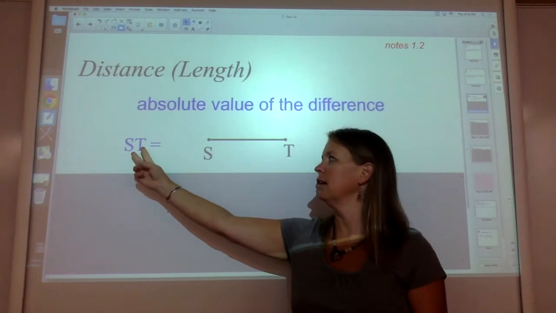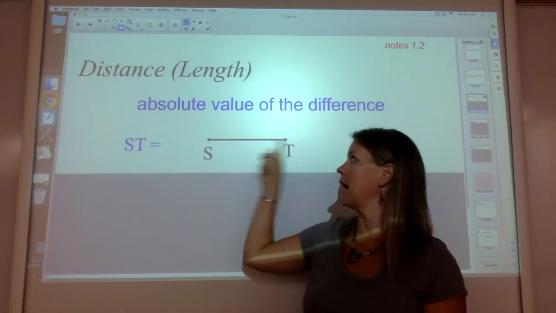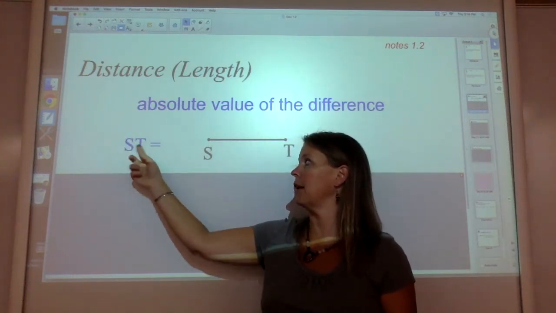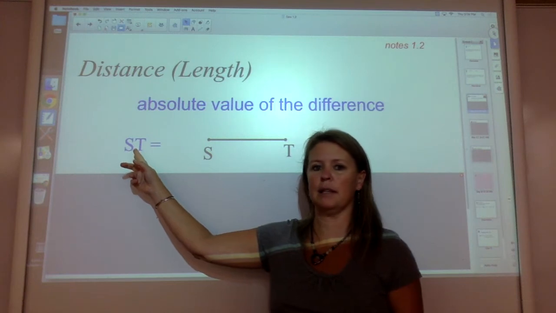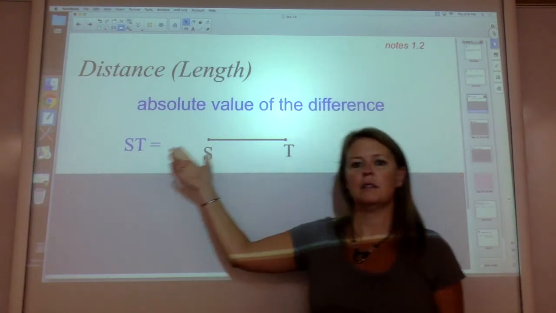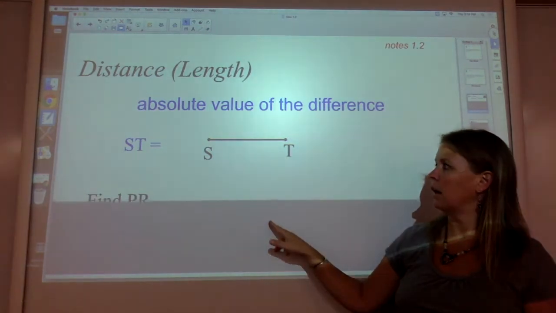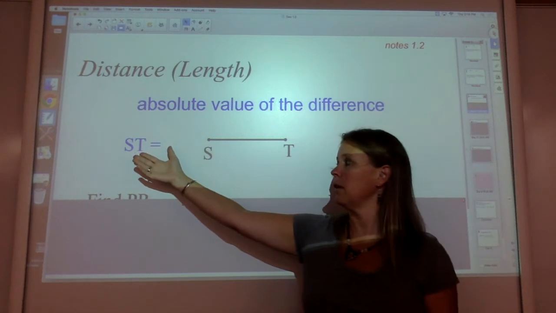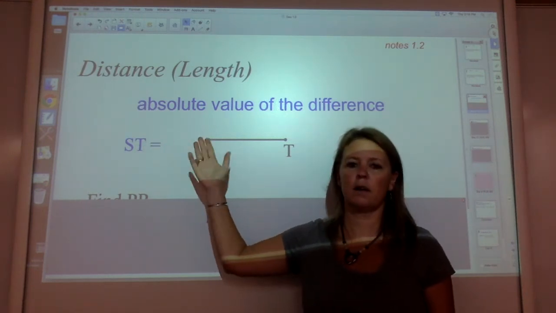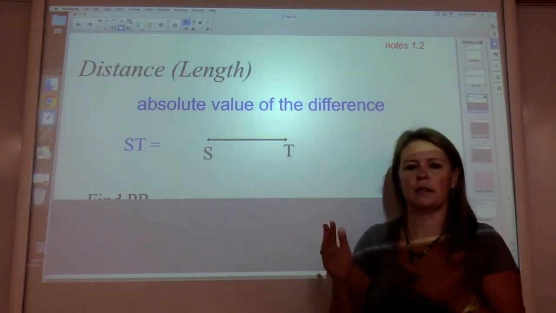So ST is a measurement from S to T. It's not a segment. Segment ST would have a segment bar over it. The measure from S to T is just written as capital ST. It'll always have an equal sign after it saying, oh, what is this going to equal? So if I want to measure the distance from S to T, or if I'm going to write a measurement from S to T, that's how I label it, from S to T, or it could be TS, because like I said, Laval to Reedsburg or Reedsburg to Laval, same thing.